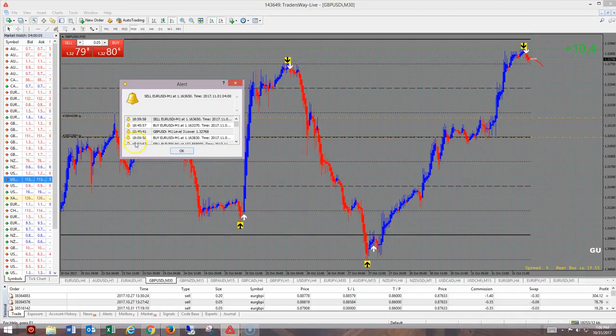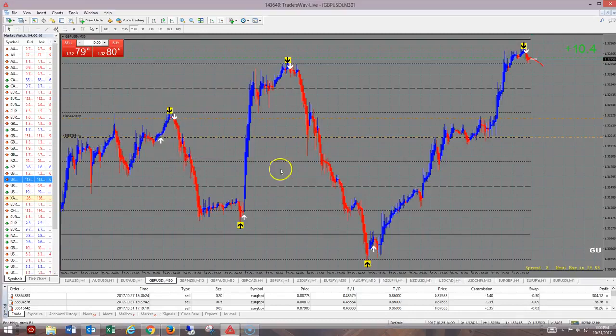And another good thing you can see right here, you get these alerts all the time. It's telling me to sell Euro USD on the 1 minute at, it gives you the price, the time. So I mean, this is pretty cool.